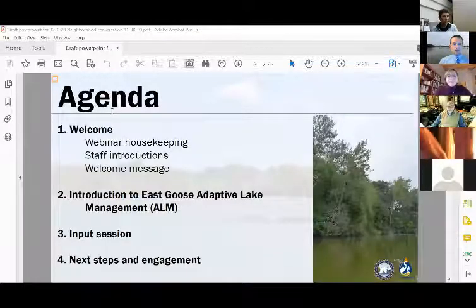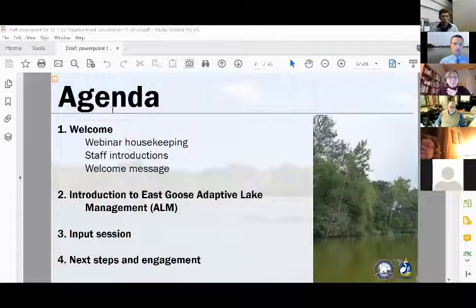Just a quick agenda, and then we will do introductions and a welcome message. The agenda for tonight: first, welcomes, including some information on the webinar housekeeping. We'll have staff introductions and then a welcome message from Councilmember Jones. We will then talk about an introduction to the East Goose Lake Adaptive Lake Management Approach. The most important part of the agenda is number 3, input and listening to you. And then the fourth one is next steps.